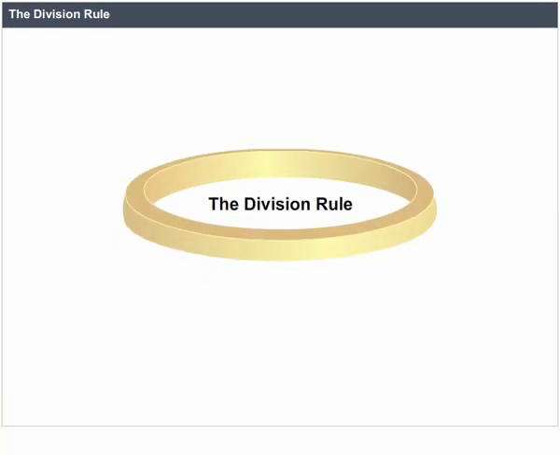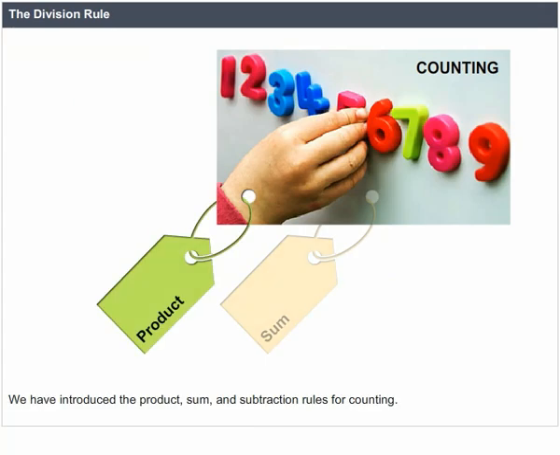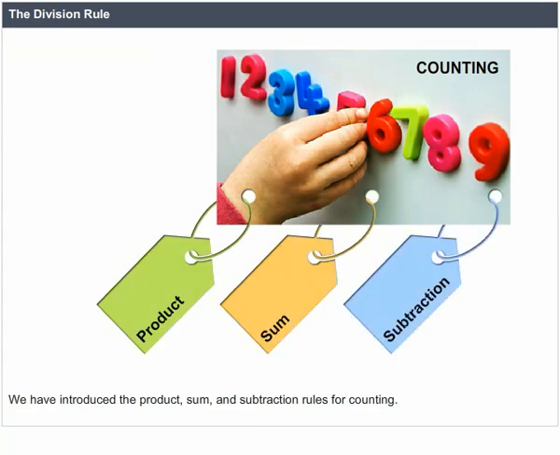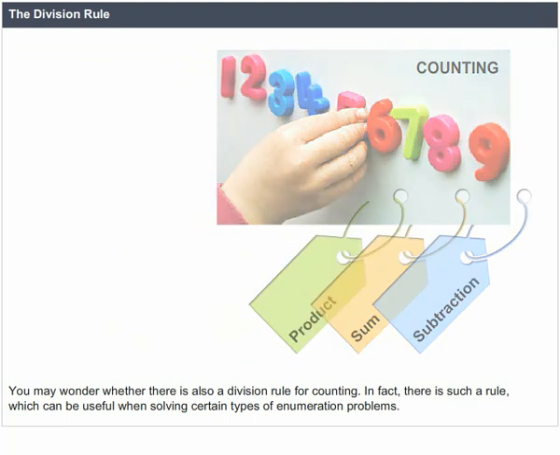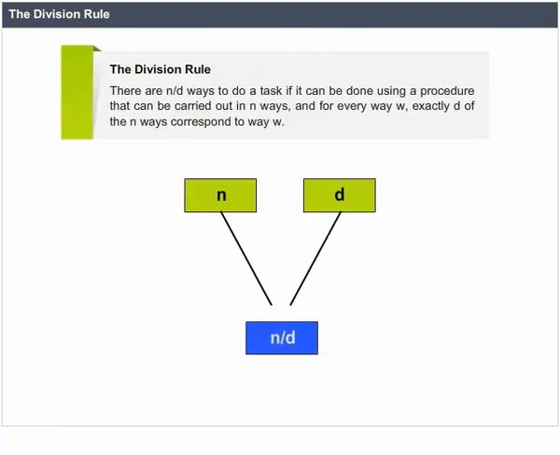The division rule. We have introduced the product, sum and subtraction rules for counting. You may wonder whether there is also a division rule for counting. In fact, there is such a rule, which can be useful when solving certain types of enumeration problems. The division rule: there are n by d ways to do a task if it can be done using a procedure that can be carried out in n ways, and for every way w, exactly d of the n ways correspond to way w.